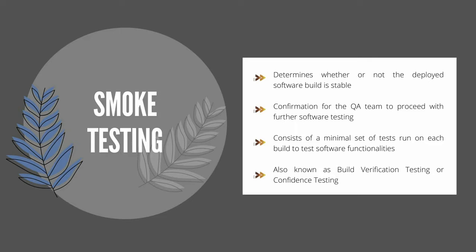Now, many of us are wondering what is the difference between smoke and regression testing. Smoke testing is the surface level testing that verifies the stability of the system, while regression testing goes much deeper, and smoke testing is always followed by regression testing.